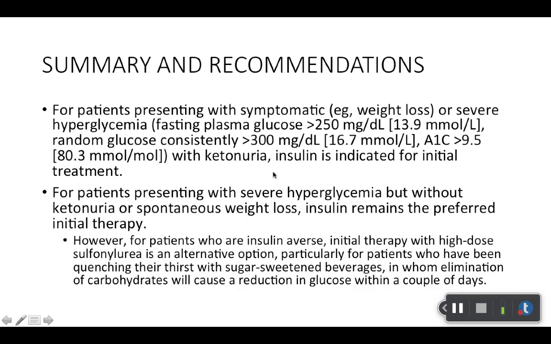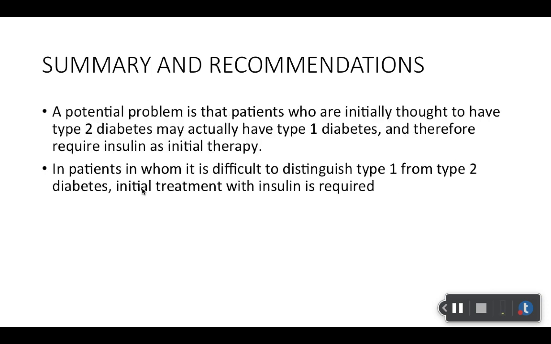Here is another indication to initiate insulin: if the patient is symptomatic, with weight loss and severe hyperglycemia, you can go ahead and start with insulin. And if the patient does have severe hyperglycemia and does not have ketonuria, you can do a high dose sulfonylurea if they do not want to take the insulin and they're very adamant about that. But again, it's going to depend specifically on your patient.